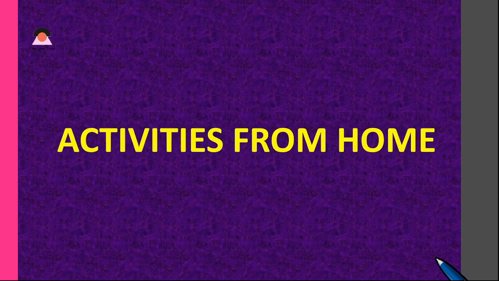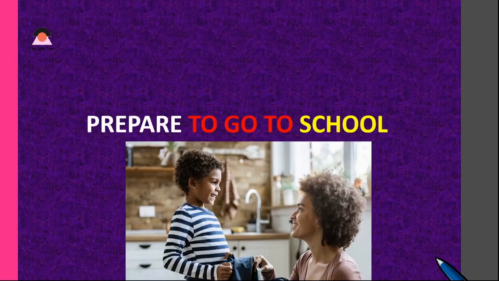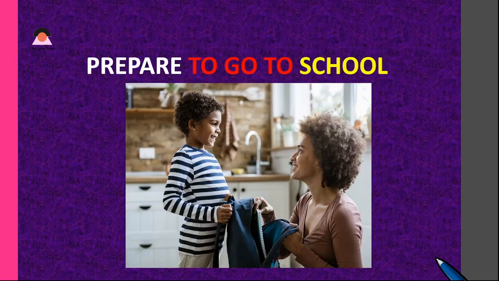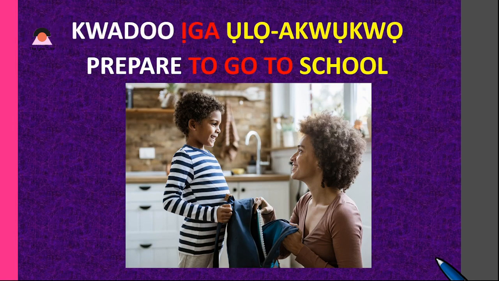We're going to start right away from activities beginning from the home. Let's look at them one by one. First, prepare to go to school. This is a conversation between parent and the child. What do we say? How do we say that in Igbo language? We say kwado iga ụlọ akwụkwọ.